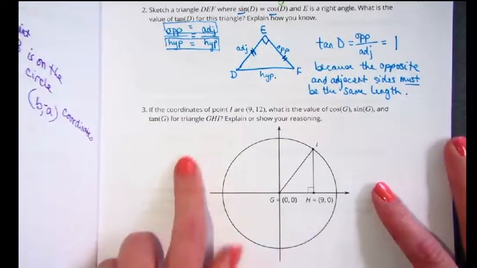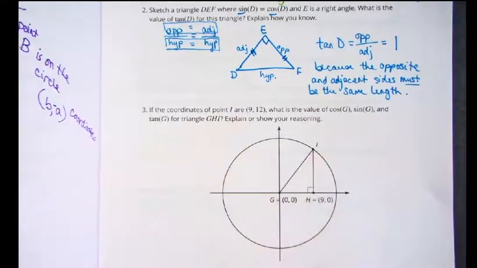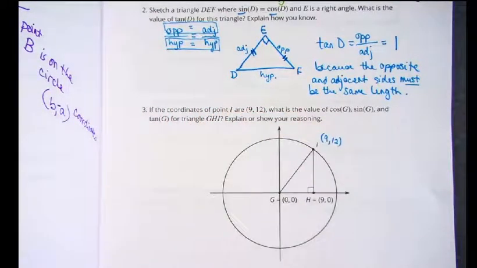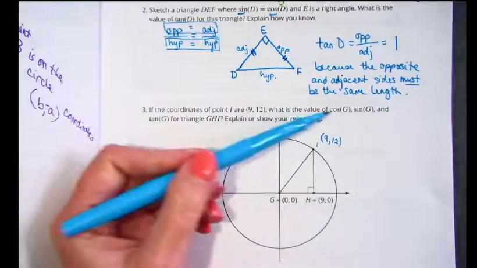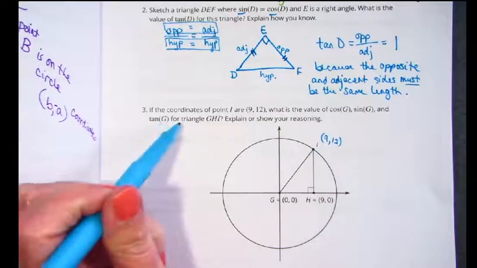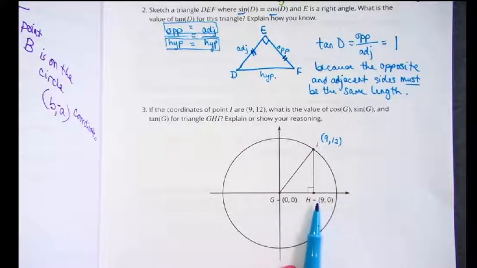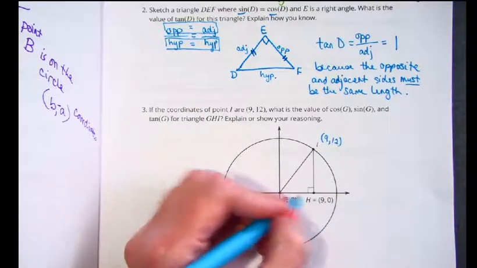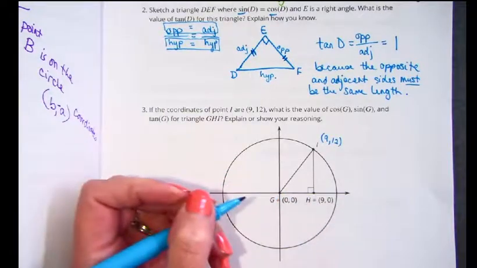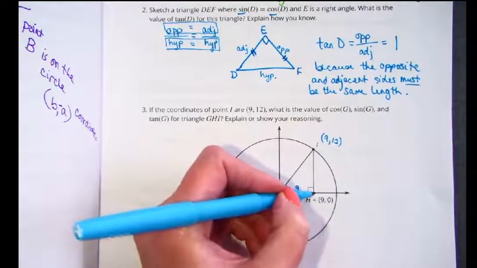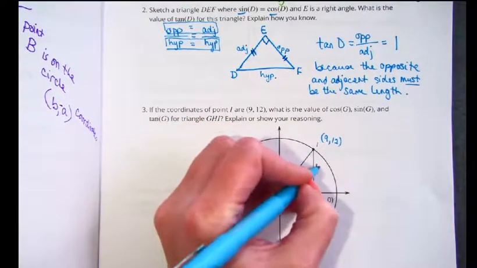Number 3, let's move on through. We're almost done with this section. That's pretty awesome. If the coordinates of point I are 9, 12, what is the value of cosine G, sine G, and tangent G for triangle GHI? Explain or show your reasoning. Well, it gives us some ordered pairs already to begin with. All right, so we know that G is at the origin. To H, this is our length of 9 right here. And that means our height of this triangle here would have to be 12.